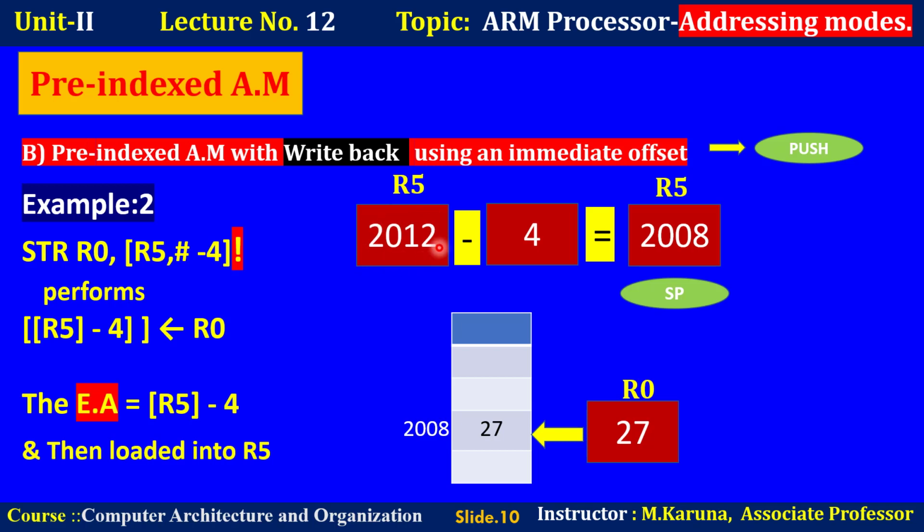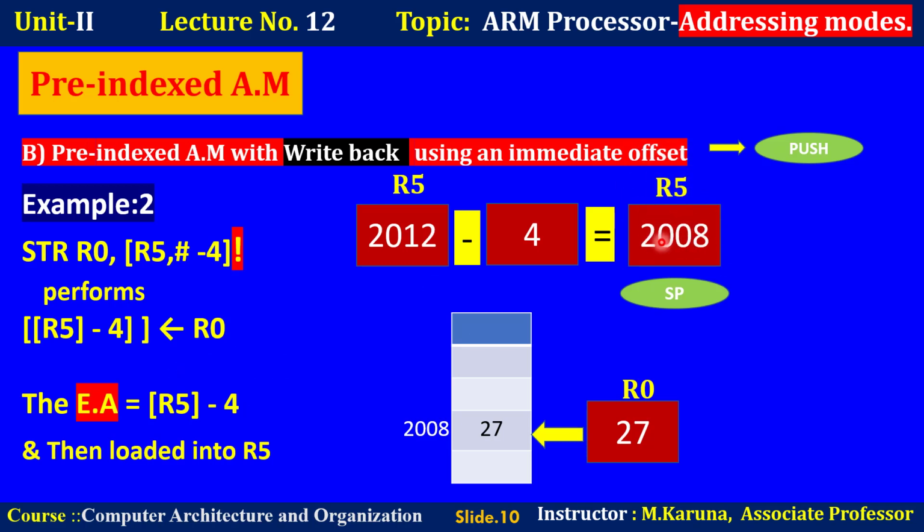Don't get confused. This instruction takes the address present in R5 and subtracts 4 from it to generate the effective address. See, the offset is 4, and R5 has 2012. 2012 minus 4 equals 2008. That is the effective address. Again, that effective address will be written back into R5.